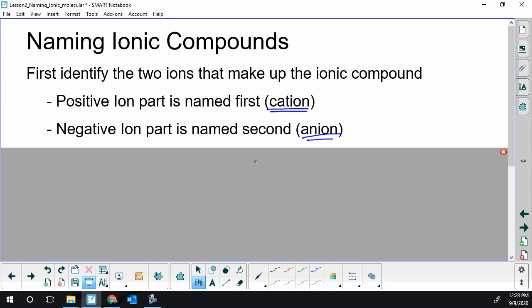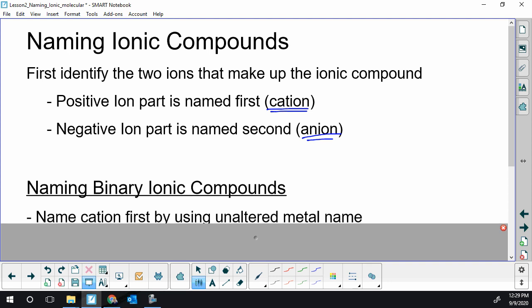Convention is we always write the positive ion first and we always write the negative ion second, no matter where it comes from. So that's why you keep seeing this list and you keep seeing it in the exact same order. Okay.